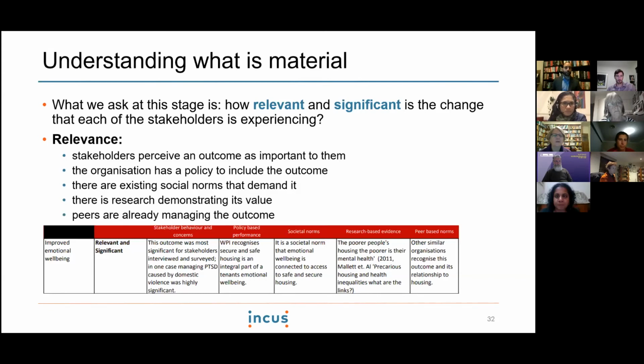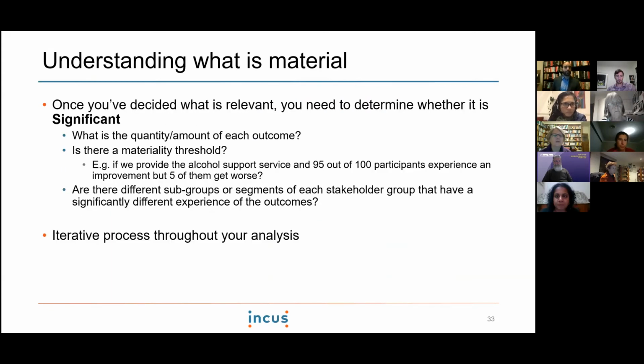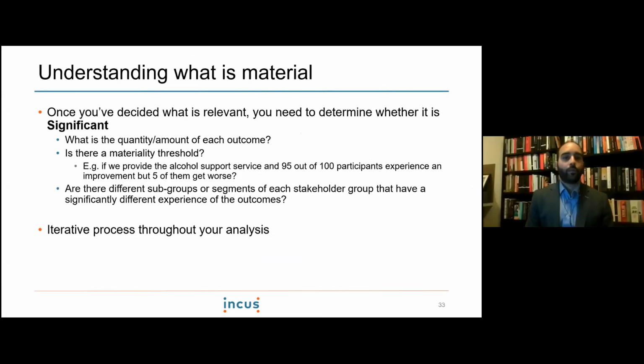The next question you want to know is, now that you've decided this outcome is relevant, is it actually significant? And you could say, well, what's the quantity or amount of each outcome? So you'd have to measure to some extent. You might want to apply a threshold. So in our alcohol support service, say we had 100 people going through, 95% of them experienced an improvement, 5% of them, or 5 of them, got worse. Is that significant? Is that something we want to then exclude or include in our analysis and make changes to our program accordingly?